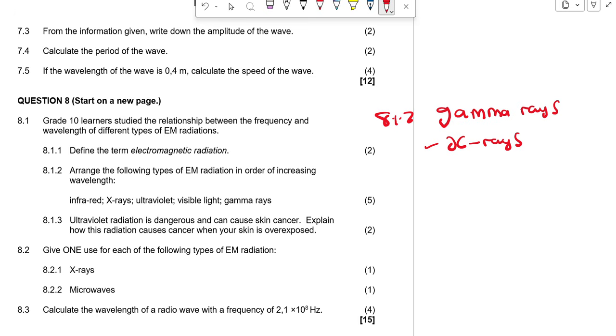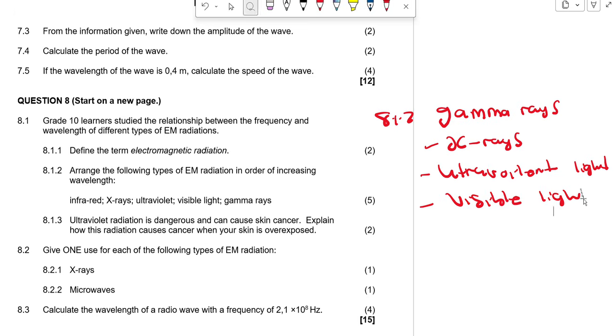And then what? I think ultraviolet, right? Yeah, ultraviolet light, and then followed by visible light, and then lastly is infrared light. Okay, that's all we're supposed to do.